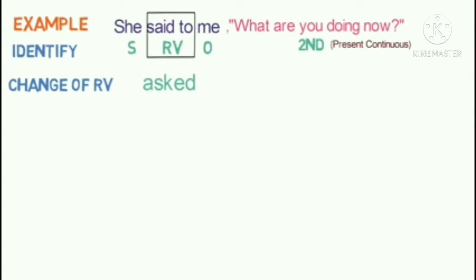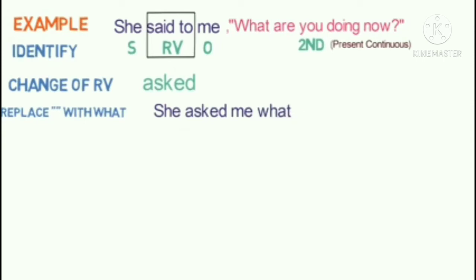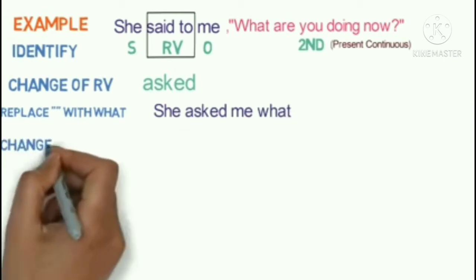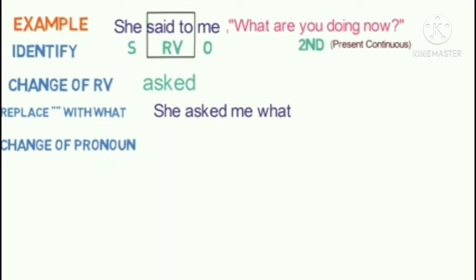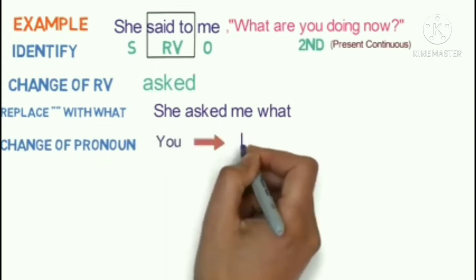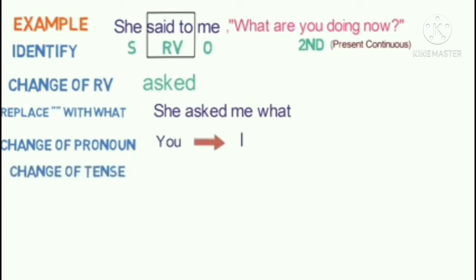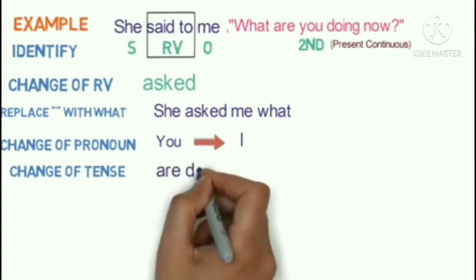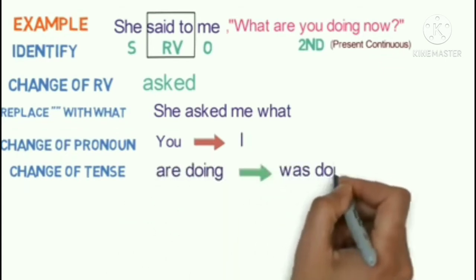Step 3 is to replace the inverted comma with what. As it is a direct question, so the sentence will go as, she asked me what. Step 4 is change of pronoun. Here you is the second person and object is me. So you will be converted to I. Step 5 is the change of tense. Here the reported speech is in present continuous, so it will be converted to past continuous. So are doing gets converted to was doing.